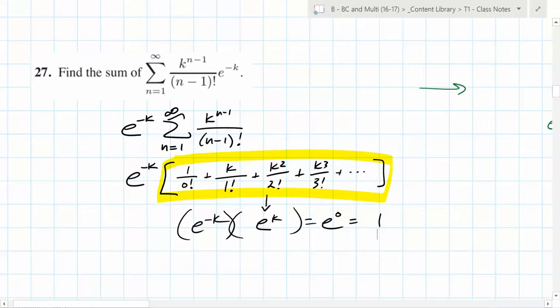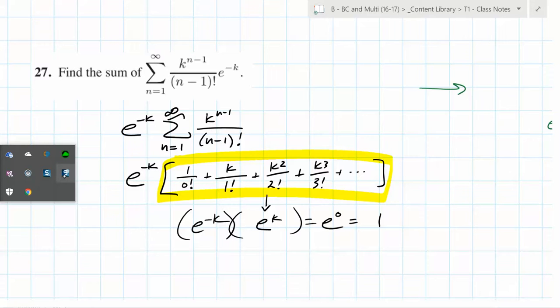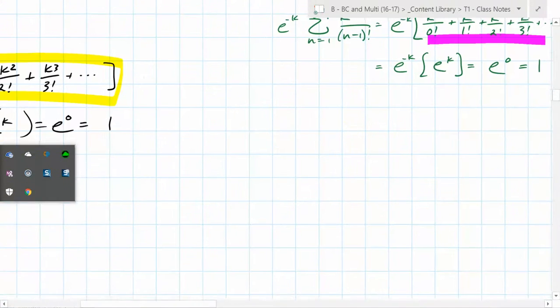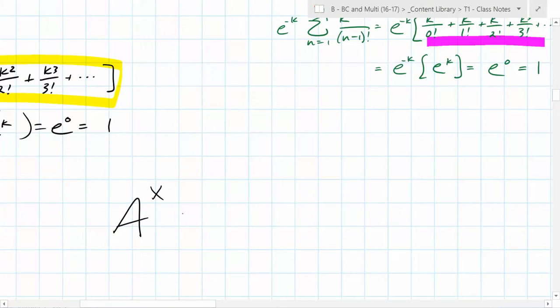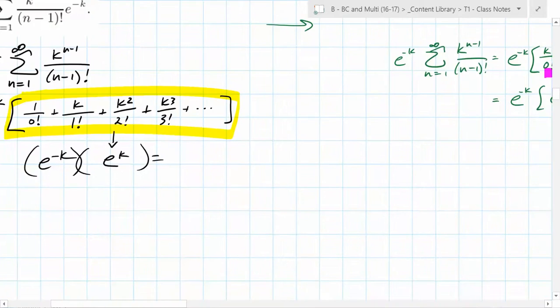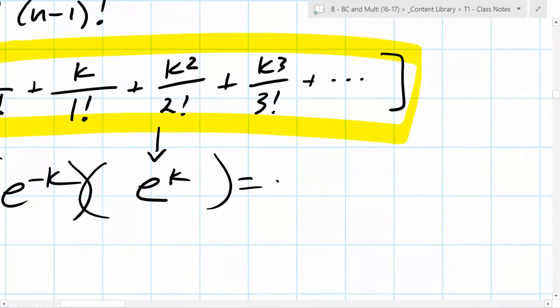Yes, Chip? What do you add when you multiply? Exponents? Same base. So a to the x times a to the z, whatever you want to call it. What do you do with the exponents? A to the x plus z. You add them. Same base. So we had e. So what did we have there? We had e to the negative k and e to the k. So what is that? E to the negative k plus k, which is e to the 0, which is 1.